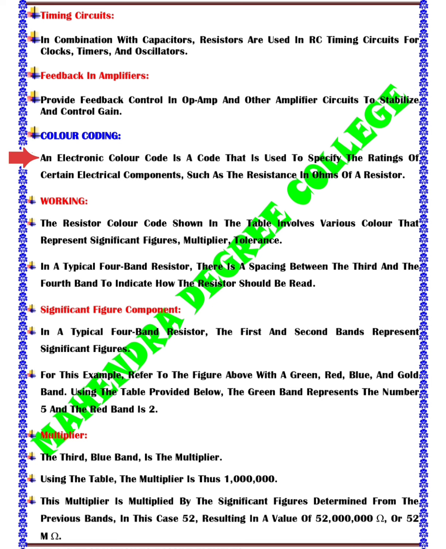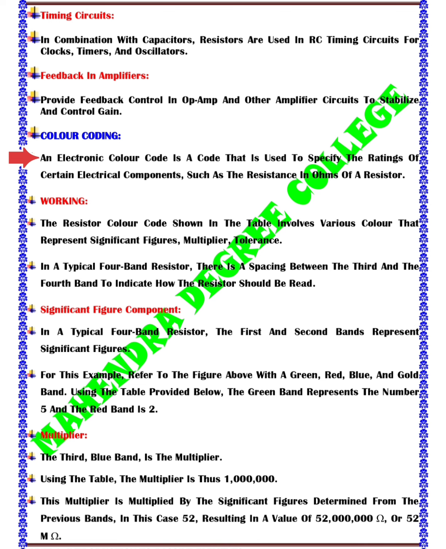An electronic color code is a standardized system of color-coded bands used on electronic components to indicate their values and ratings, such as the resistance of a resistor. This method is particularly useful for small components where printing numerical values would be difficult or impractical.